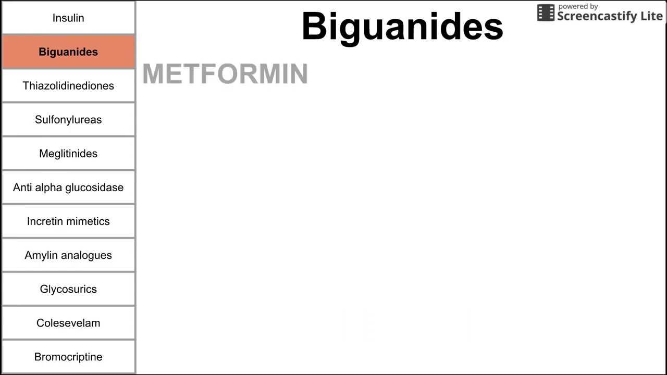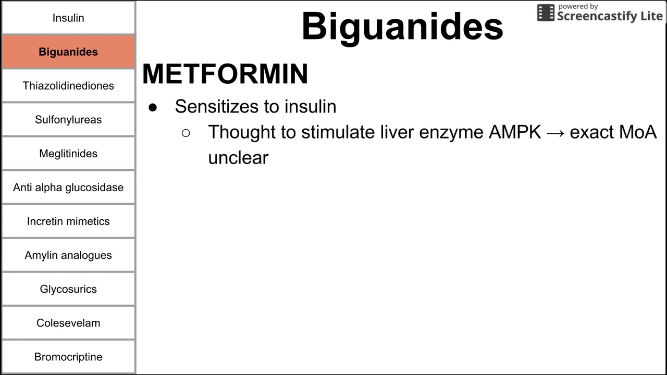Next is the biguanides. A big one here is metformin, a very commonly used drug for diabetes. Metformin's mechanism of action is to sensitize to insulin. It does this by stimulating the liver enzyme AMPK. The exact mechanism of action is unclear, but it's definitely through that enzyme AMPK.